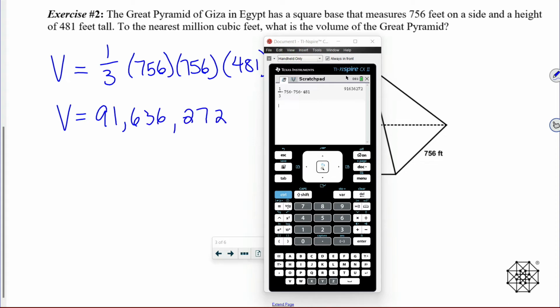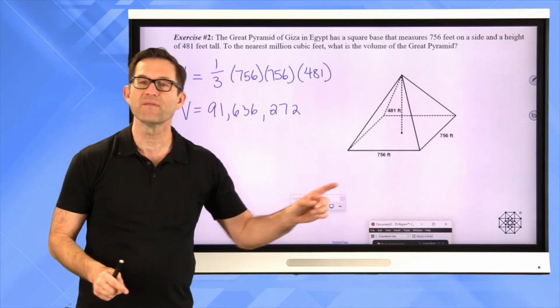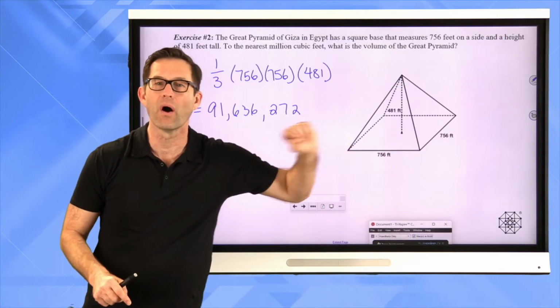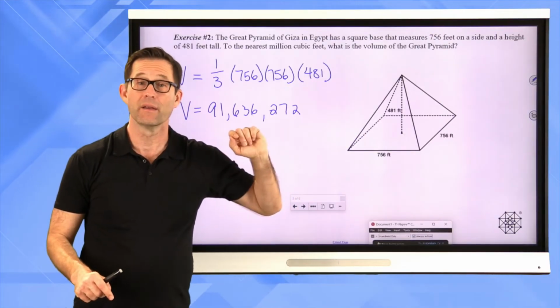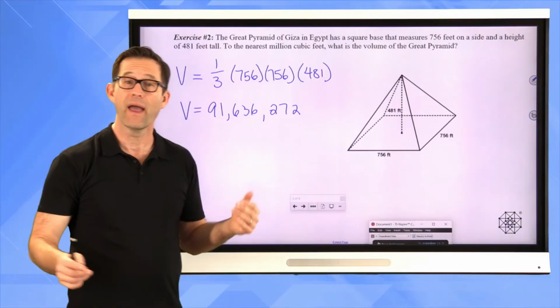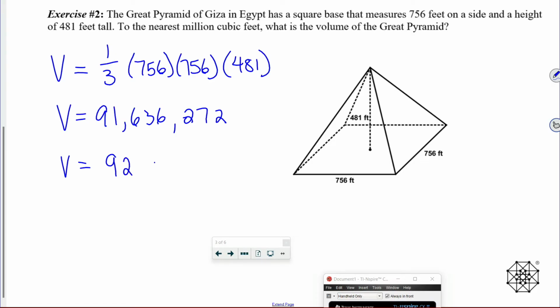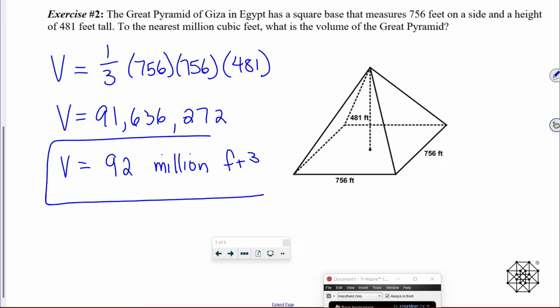All right, so all of this is 91,636,272. And to the nearest million, which by the way makes sense, right? Because if these dimensions are a little bit wrong, which they are likely to be just a little bit off, then that will make a huge difference here. And quite frankly, it's impressive enough to just say 92 million cubic feet, right?